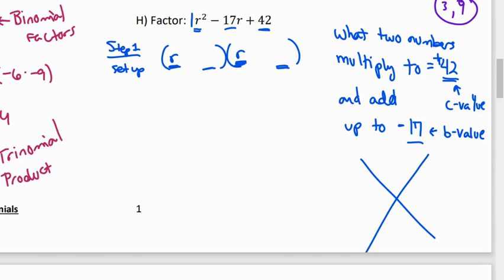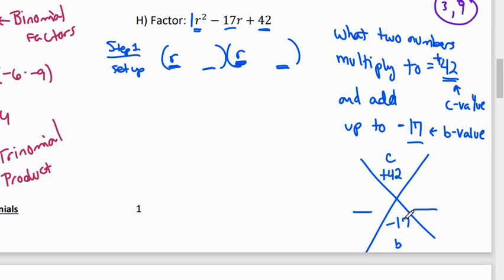So if you use this X game thing as a strategy, put the C value at the top, put the B value at the bottom. Oops, not 12, 17. And then you're trying to find the two numbers here and here. So two numbers that multiply together equal 42 that add up to 17. Let's ignore the sign just for a second. Well, a lot of you are probably thinking 6 and 7, but 6 and 7 do not add up to 17, do they? They add up to 13.